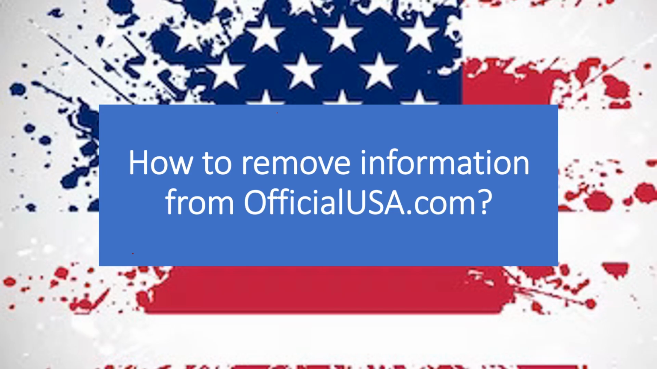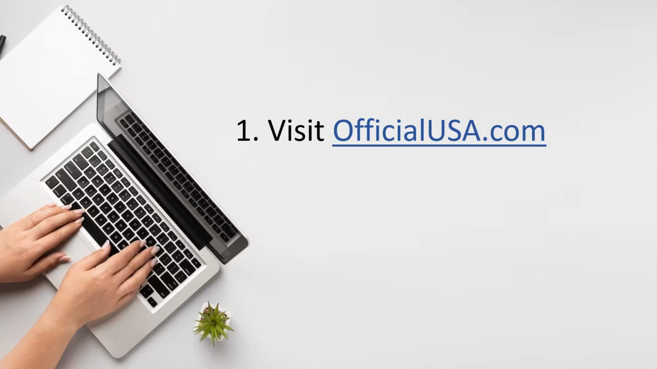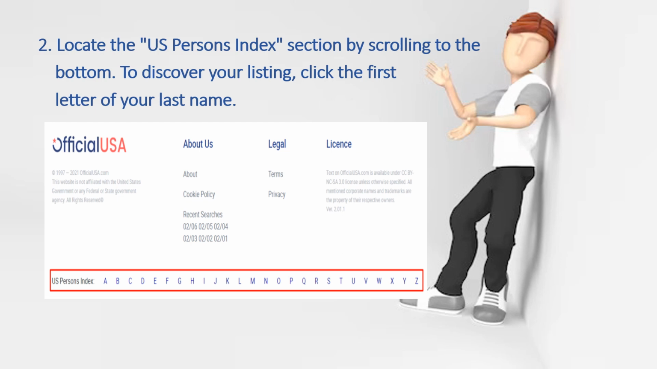Here's a step-by-step guide on how you can delete your information on officialusa.com. First, simply go to officialusa.com. Then, locate the U.S. Persons Index section and scroll down to the bottom. Click the letter of your last name to discover your listing.